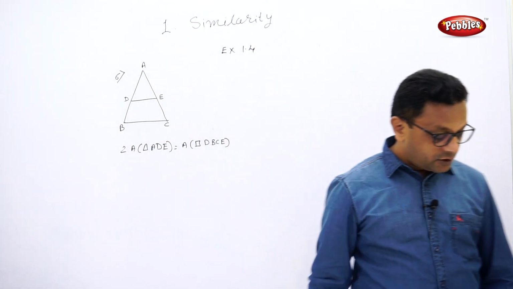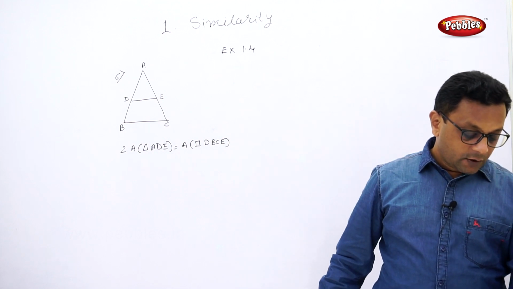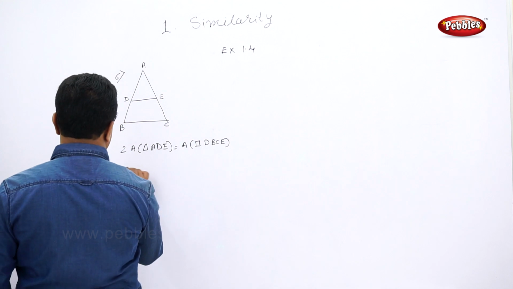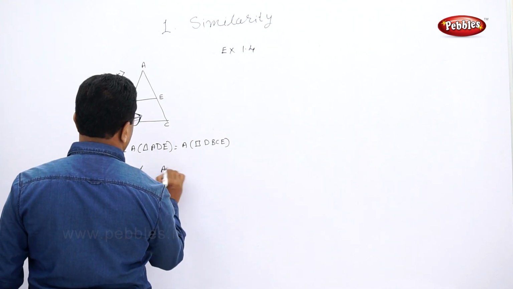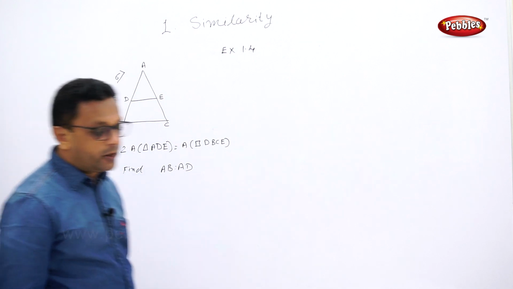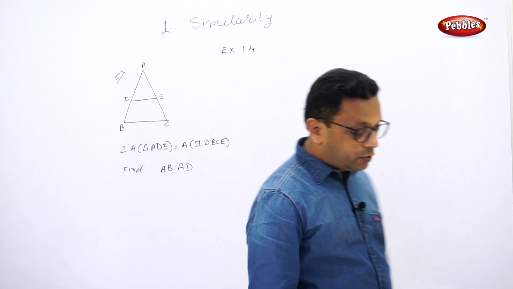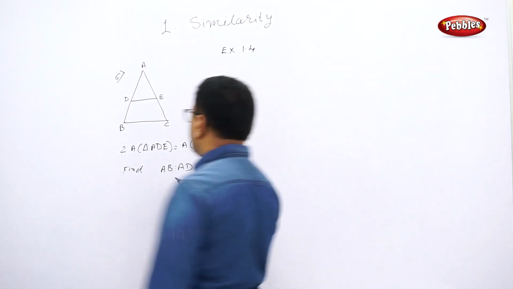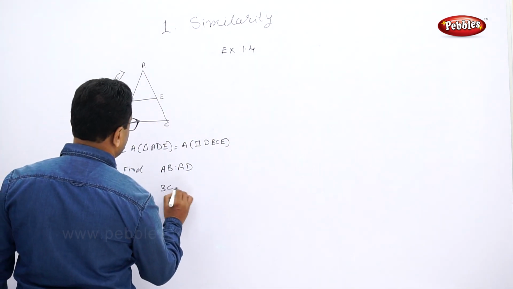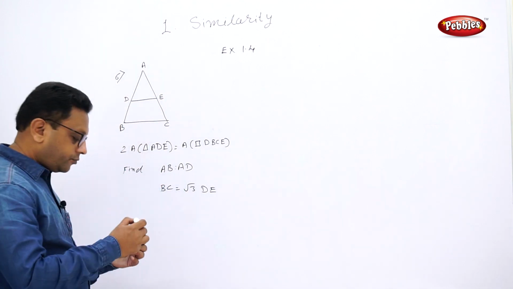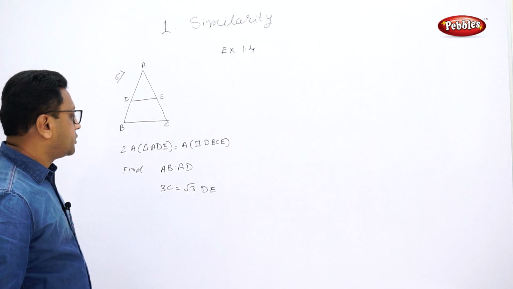Two things they have asked. The first, find AB upon AD. Find the ratio AB is to AD. And secondly, we have to show that BC is equal to root 3 DE. Now, how will you solve this?